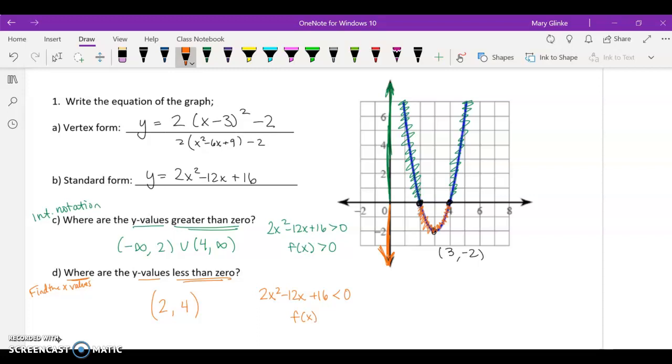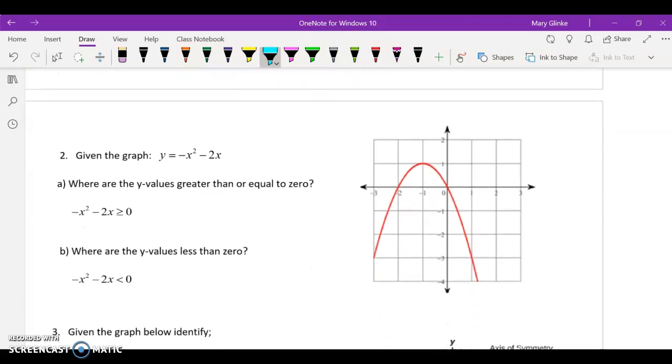In other words, we've also solved where f of x is less than 0, because that's asking for our y values less than 0. So we're going to start asking this question using this type of notation instead. So let's go ahead and take a look at this graph.